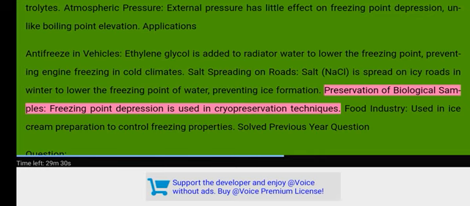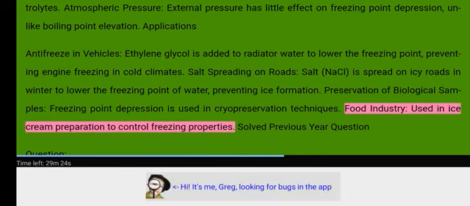Preservation of biological samples: freezing point depression is used in cryopreservation techniques. Food industry: used in ice cream preparation to control freezing properties.